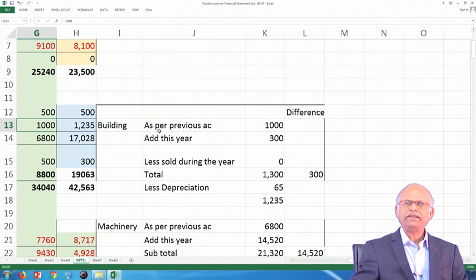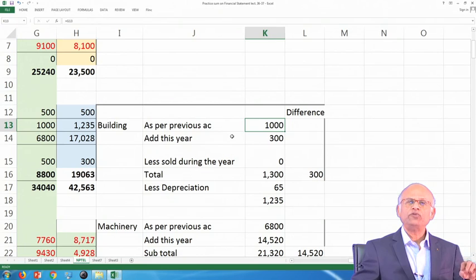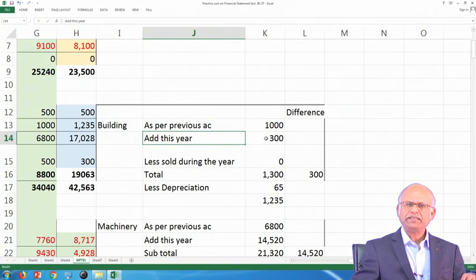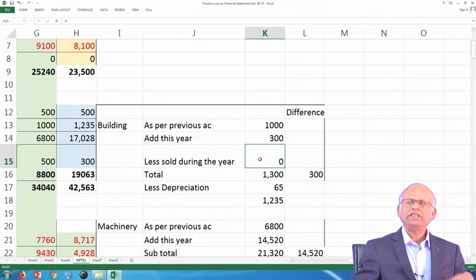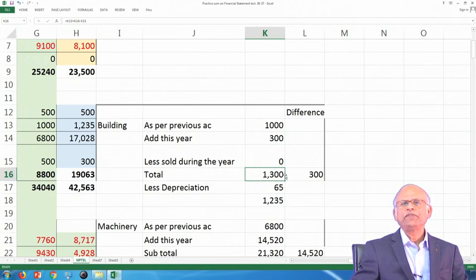See, for building we write as per previous year account. This comes from the previous year's balance sheet. It is the net value or the book value, whatever is reflected in the previous year's balance sheet. Then you add this year, you write like this, addition during the year. Then if there are any sales during the year, meaning you sell anything, that is to be deducted, then you get the total value on which you apply depreciation.